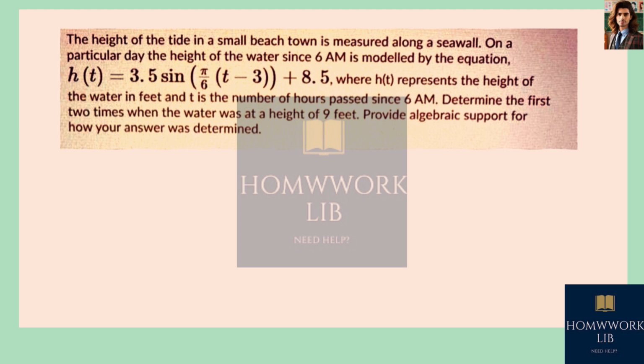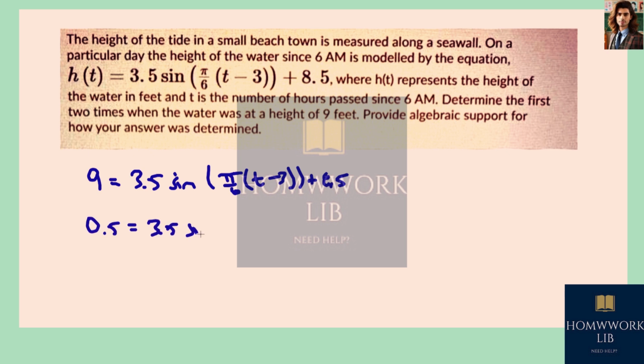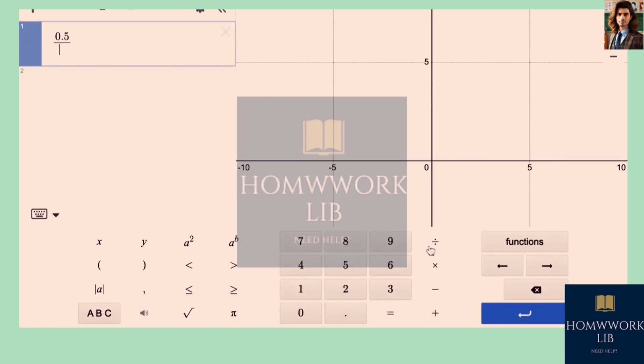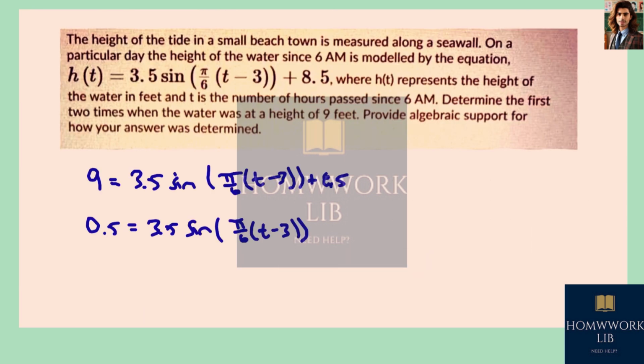So we would substitute 9 for h of t to help find our first solution. Subtract 8.5 to both sides. Divide 3.5 to both sides. 0.5 divided by 3.5 is 1/7. That would make sense.